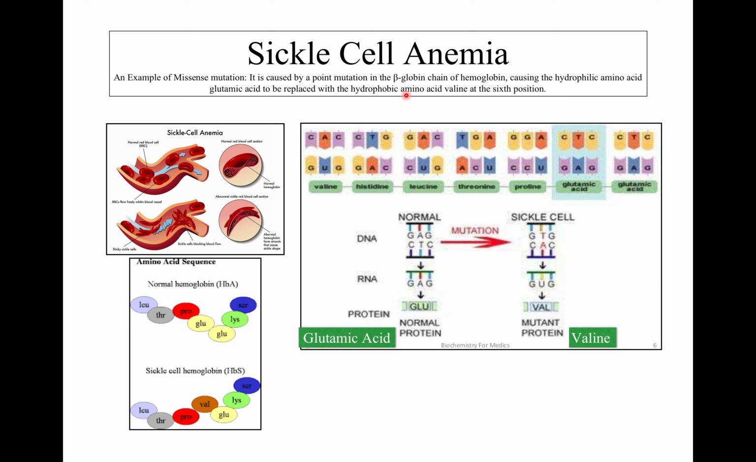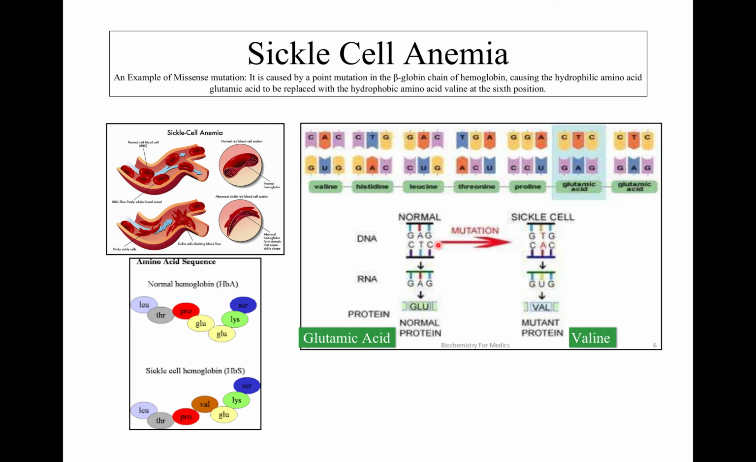Now one example of missense mutation is sickle cell anemia. It is caused by a point mutation in the beta globin chain of hemoglobin, and it causes the hydrophilic amino acid glutamic acid to be replaced with the hydrophobic amino acid valine at the sixth position. So here this is DNA CAC, GTG, GAC, TGA, GGA, GAG, GAG, which codes for valine, histidine, leucine, threonine, proline, glutamic acid and glutamic acid.